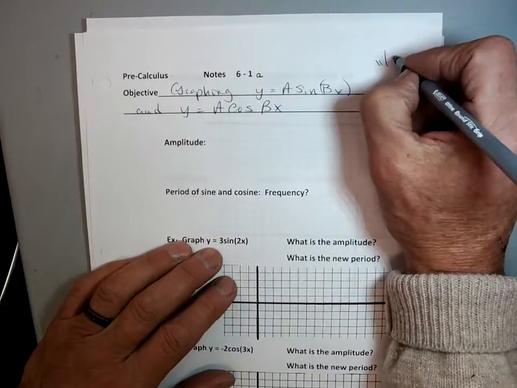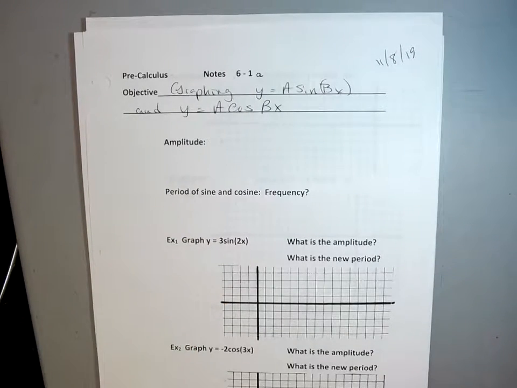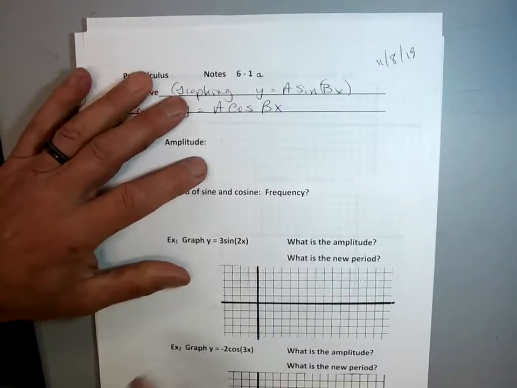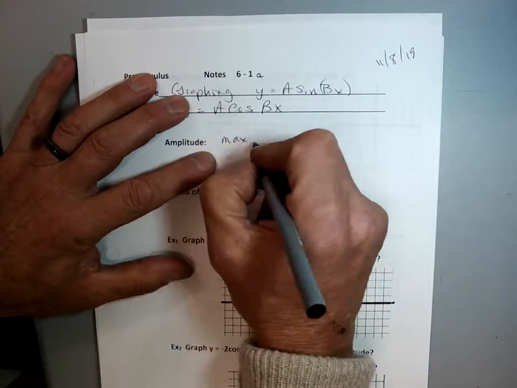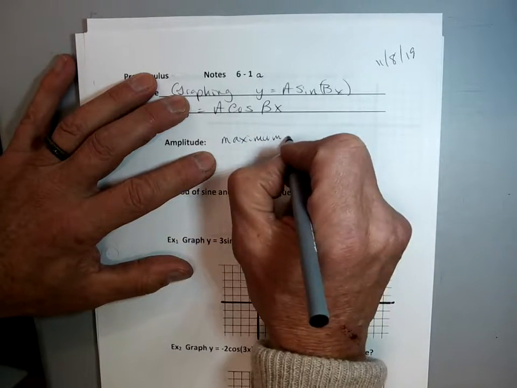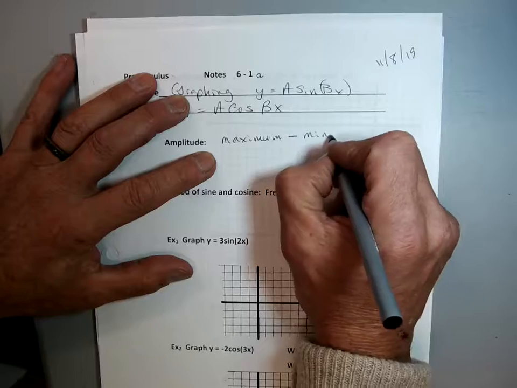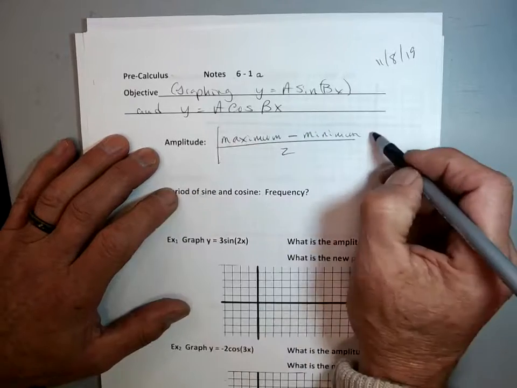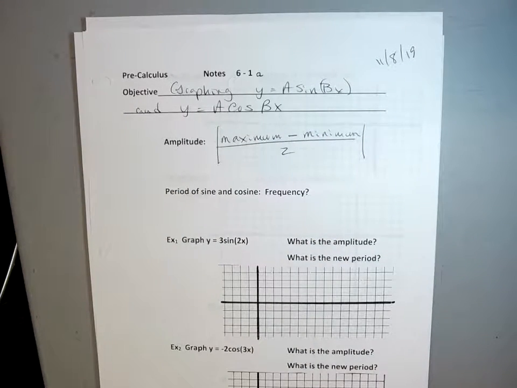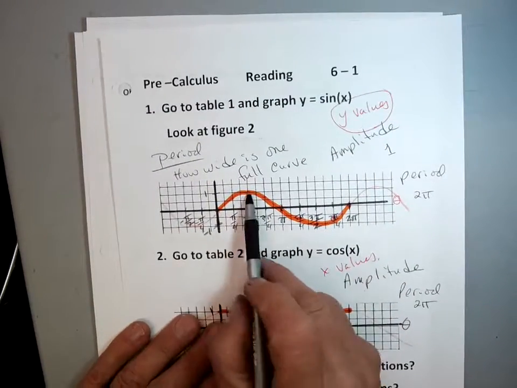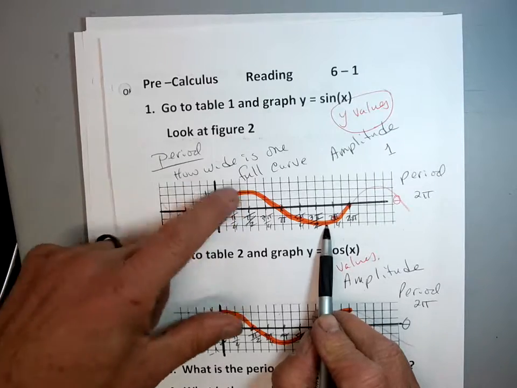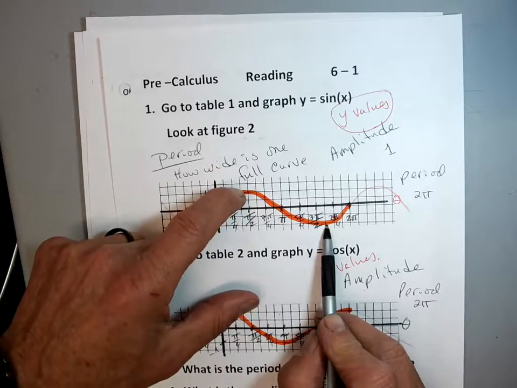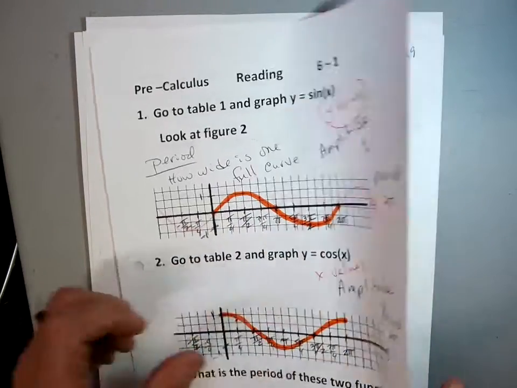So the amplitude is really like the height, but it's like the average of the height. One way to do the amplitude is it's always going to be the maximum value minus the minimum value divided by 2. And it's always an absolute value because the amplitude is always a positive number. So the amplitude in this was 1 minus a minus 1, which is 2, divided by 2 is 1. But we know it's up 1, down 1. The amplitude is 1.